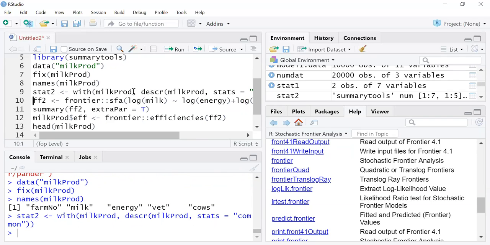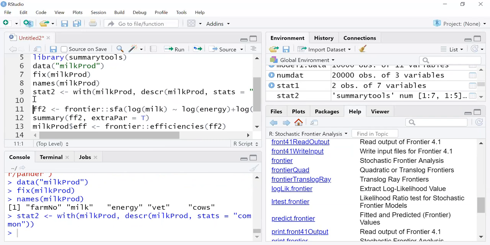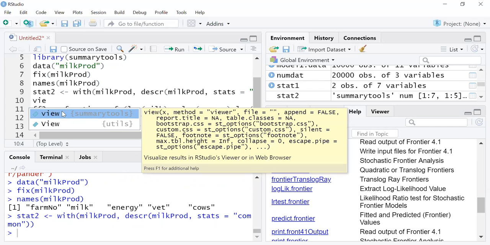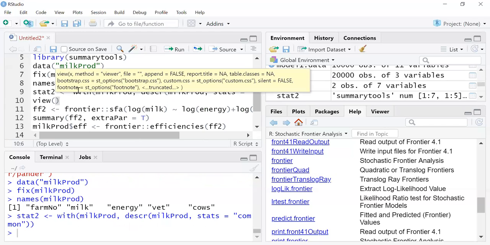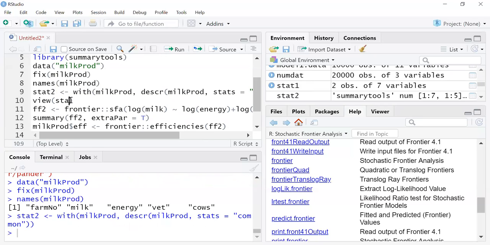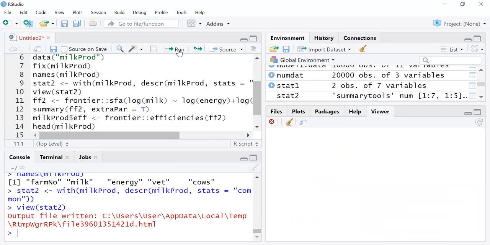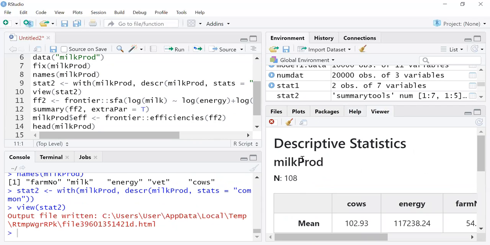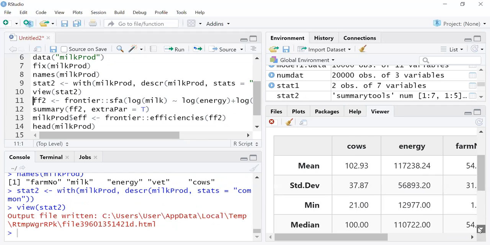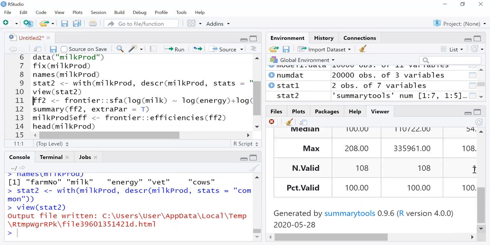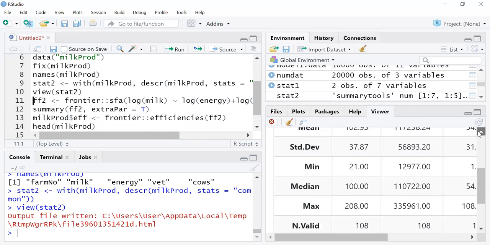After running it, if I want to get my results, I will say view. So view for summary tools. What do I want to view? That's what I want to view. So run. If you have done it correctly, you will see it here. Descriptive statistics, milk prod, you have seen it. Mean, standard deviation, minimum, median, maximum, N. That's how to do it.